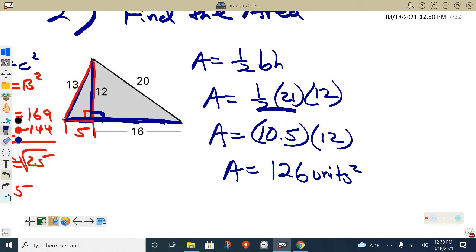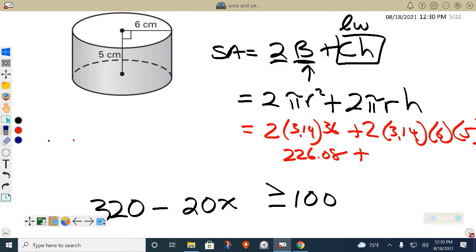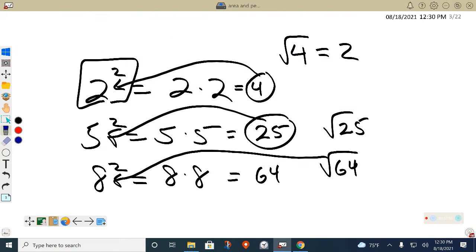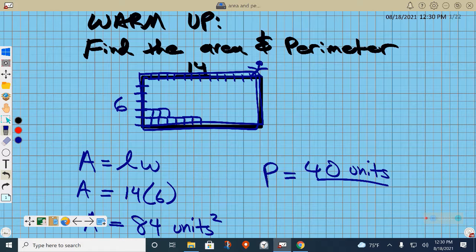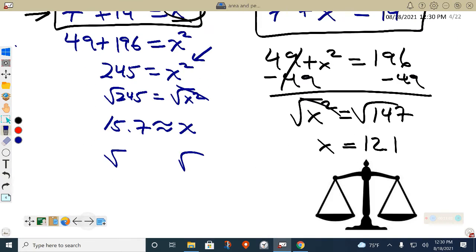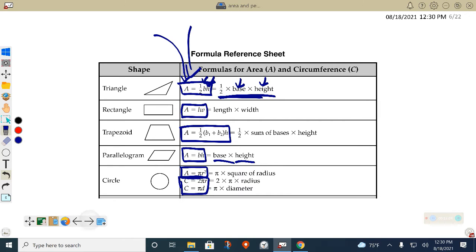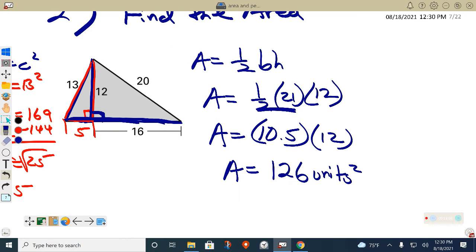Square units, because we're dealing with area. Remember what area means on the warm-up, the first one I did. It's those square units that fit inside the shape. Think about that. It's all the squares that fit inside a shape. So on this example, we're dealing with 126 square units. Awesome! Let's try number 3. A couple more and we're done.